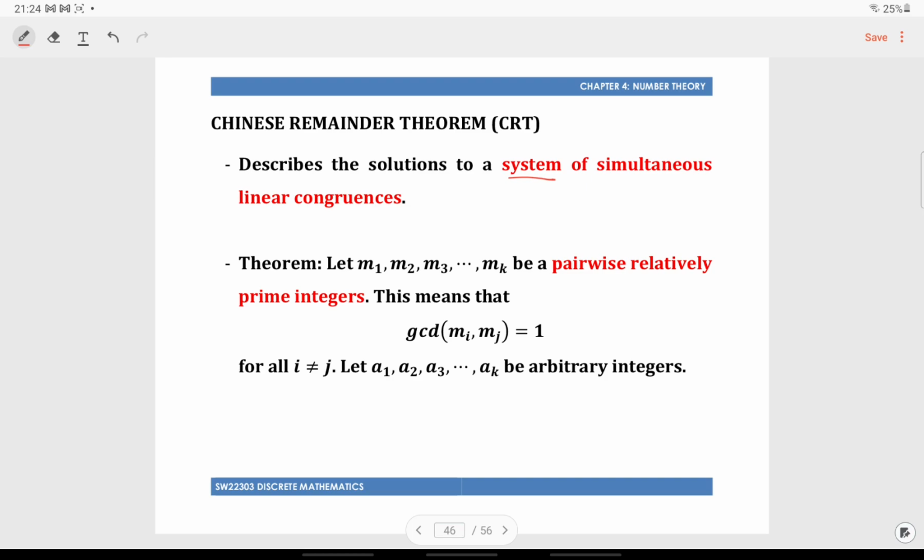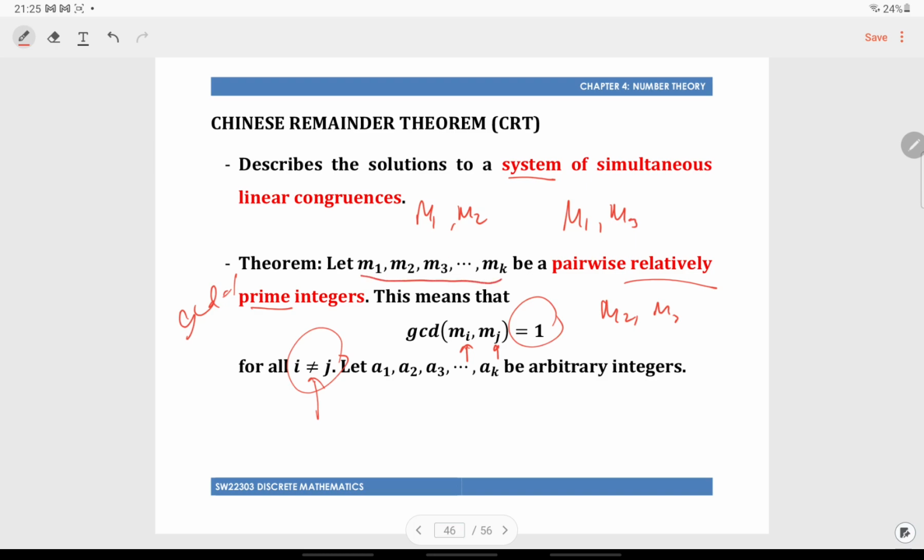So what does it mean? That means if we pair Mi and Mj where i and j are not equal, the GCD is always equal to 1. Co-prime, relatively prime, means the GCD equal to 1. So if we pair M1, M2, the GCD equals 1. M1, M3, the GCD also equals 1. M2, M3, also GCD equal to 1. So for all pairs, you can substitute i and j with two different values. So all these M are relatively prime.